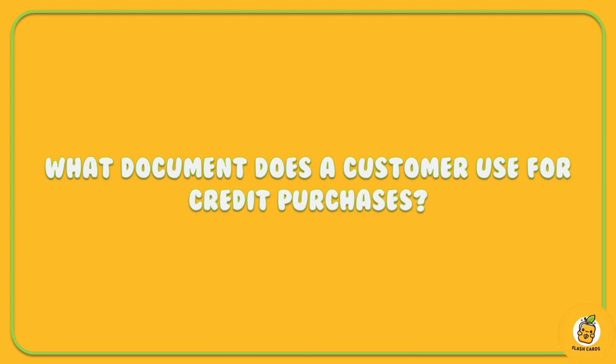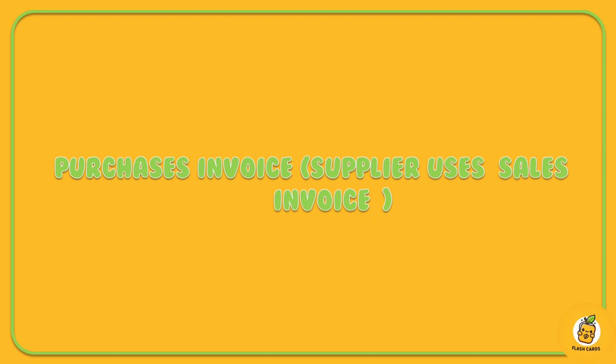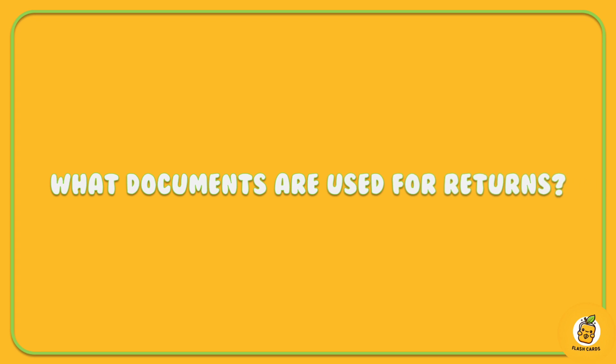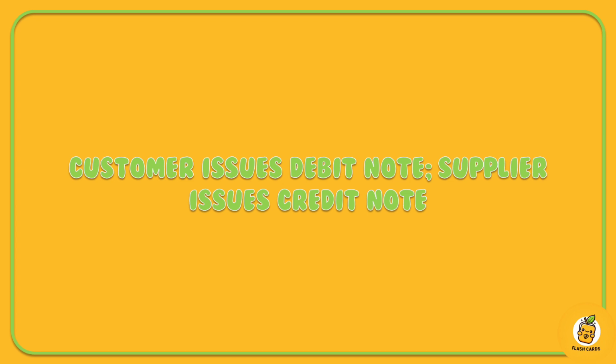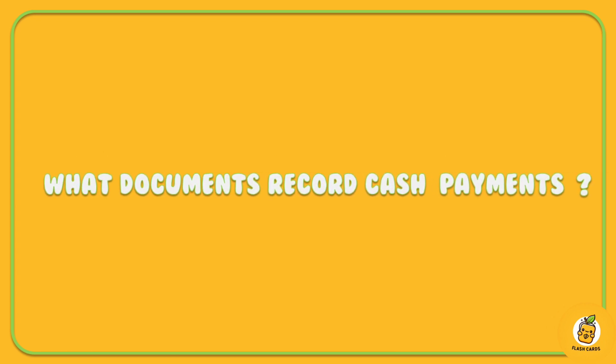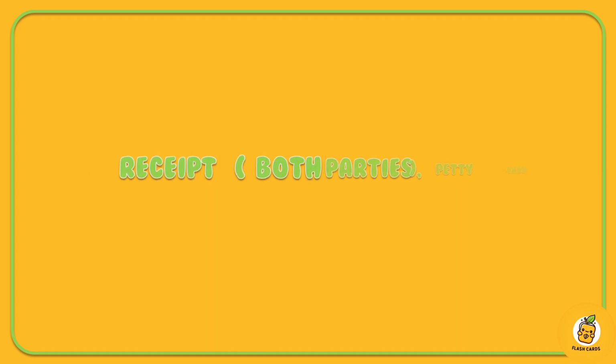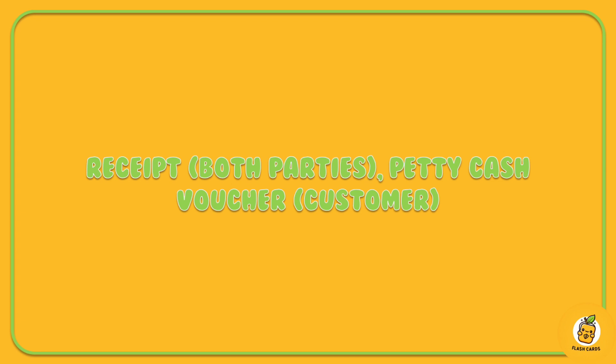What document does a customer use for credit purchases? Purchases invoice. Supplier uses sales invoice. What documents are used for returns? Customer issues debit note. Supplier issues credit note. What documents record cash payments? Receipt, both parties. Petty cash voucher, customer.